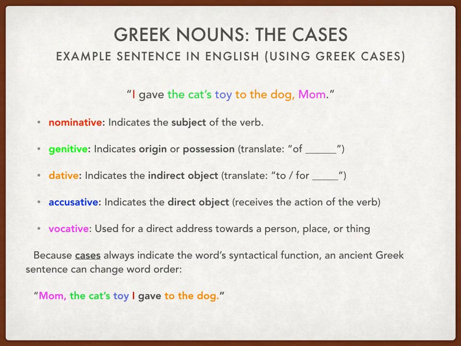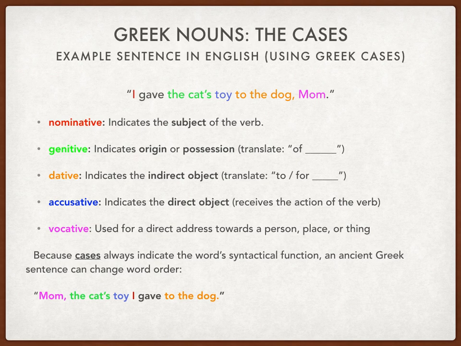And then finally, if I'm telling my mom this and said, hey mom, I gave the cat's toy to the dog, because I'm talking directly to her in Greek, I'm going to put her in the vocative case. I'm calling out to her directly. And once I give each of them a color, a case, it doesn't matter in ancient Greek where I put them in the sentence because the cases always tell me how they're working in the sentence.